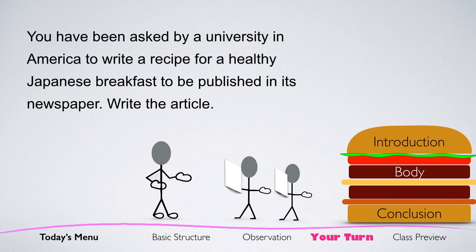Each week in this course, I will ask you to write your own composition. This will be explained in the section called Your Turn. This week, this is the topic. I want you to imagine that you have been asked by a university in the United States to write a recipe for a healthy Japanese breakfast. It will be published in its newspaper.